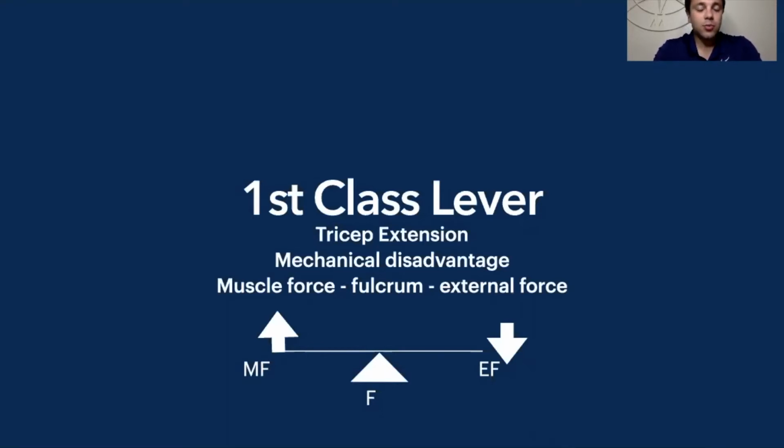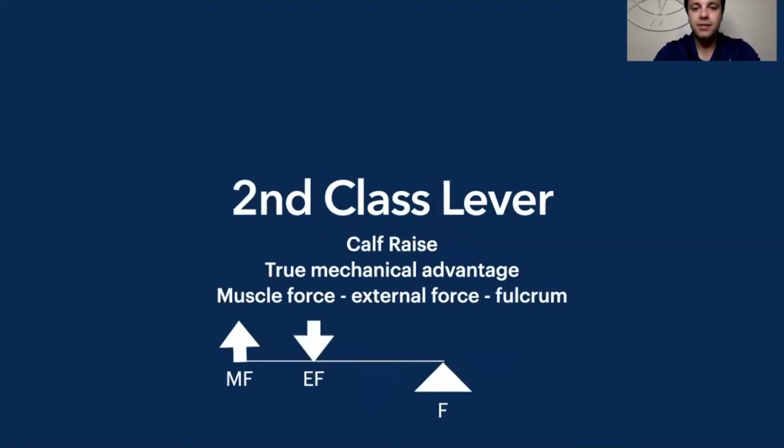The exercise example that they like to give for a first class lever, and they meaning the textbook, is the tricep extension or any type of elbow extension exercise. That is going to be an example that you should know as a first class lever. Again, important to understand that the muscle force and the external force act on opposite sides of the fulcrum.